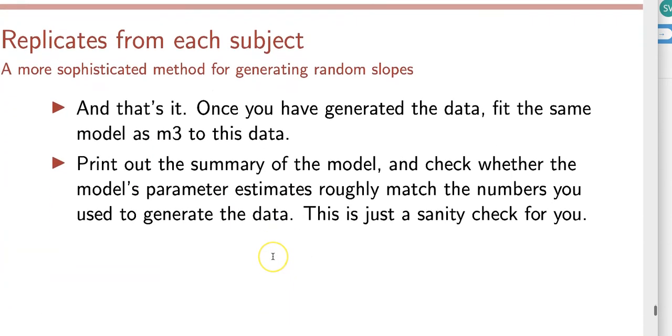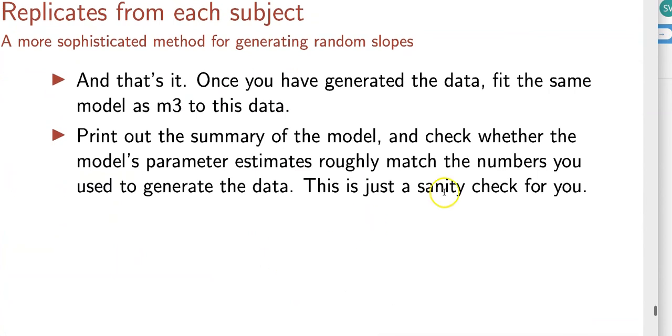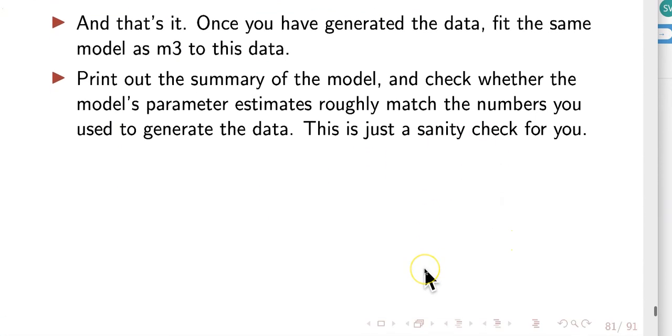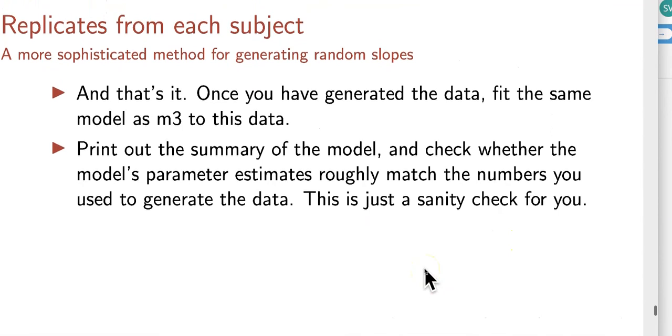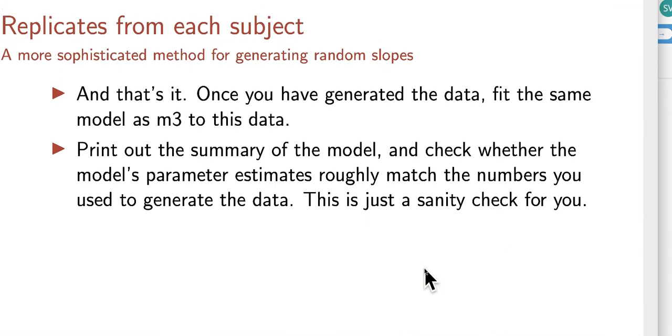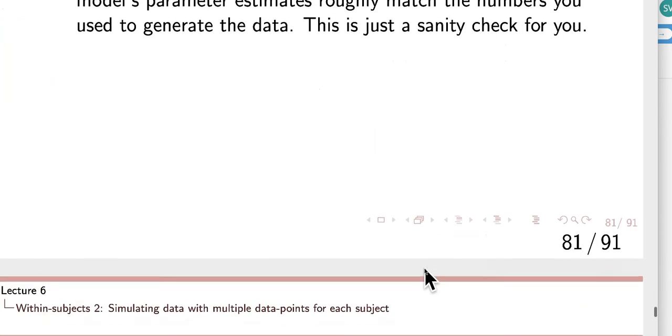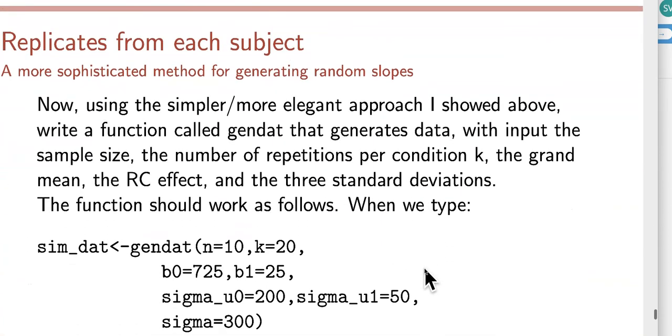So basically that's the place where we are now. What we have is that you can now generate data that has varying intercepts and varying slopes. And of course you can also check whether your parameters can be recovered by the model. That's something you can do yourself to see if it works.